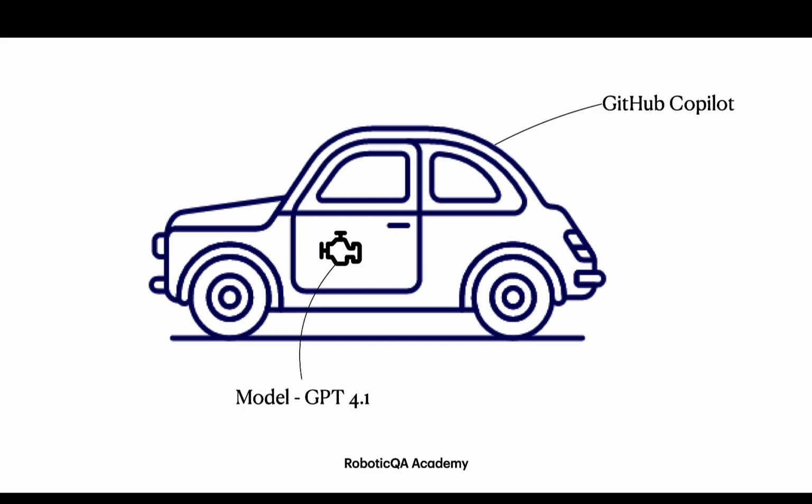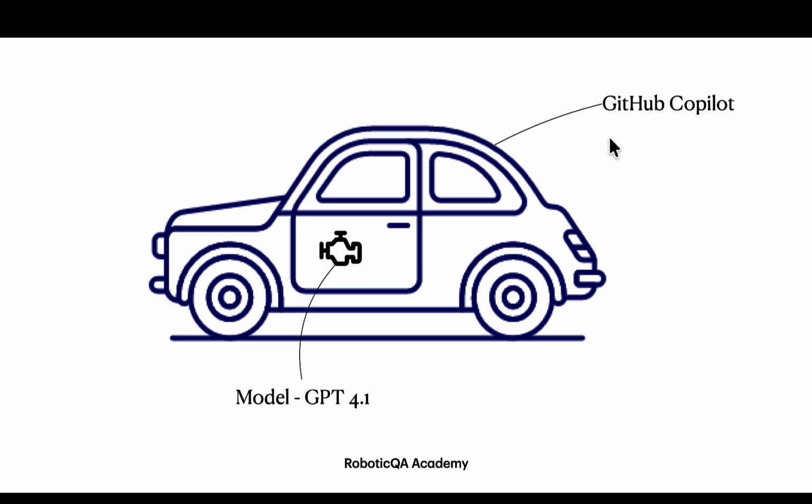You can consider GitHub Copilot as a car. In real time it helps to write the code, suggest the code, modify the code, fix the code, and review. It does lots of things, but how does it do that? To understand that, this car is GitHub Copilot and its engine is a model, for example GPT 4.1. Based on this engine, the car gives its performance. Similarly, based on the model, GitHub Copilot gives the response.